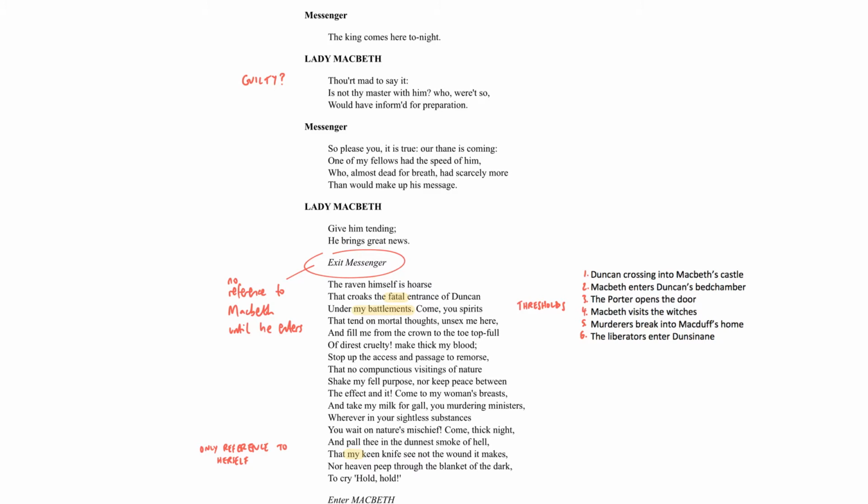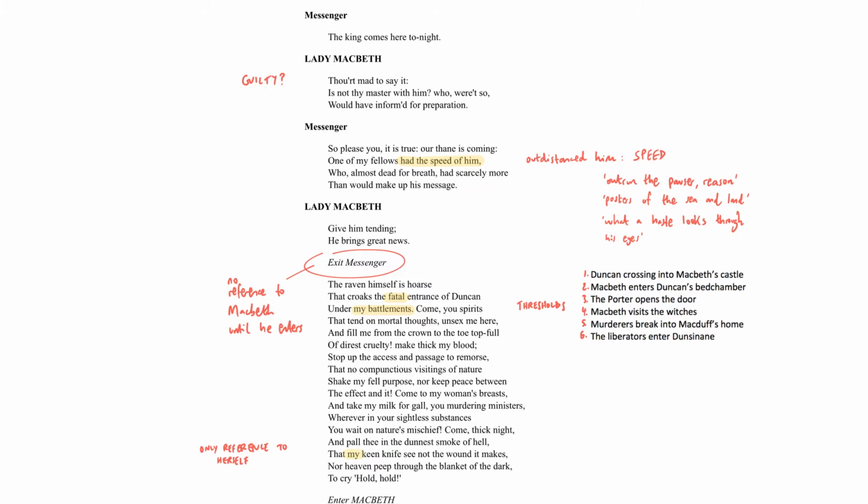He brings great news." The emphasis on speed here is absolutely crucial to the plot and also to the themes. The messenger says that one of his fellows had the speed of Macbeth, which means outdistance him, but to do that left him almost dead for breath. This means that Macbeth was riding very quickly. Duncan mentions later that he was unable to overtake Macbeth. There are numerous references to speed and haste elsewhere in the play. It's also a very short play, barely half the length of Hamlet, and in just under 20 minutes of stage action, Duncan is going to be dead.